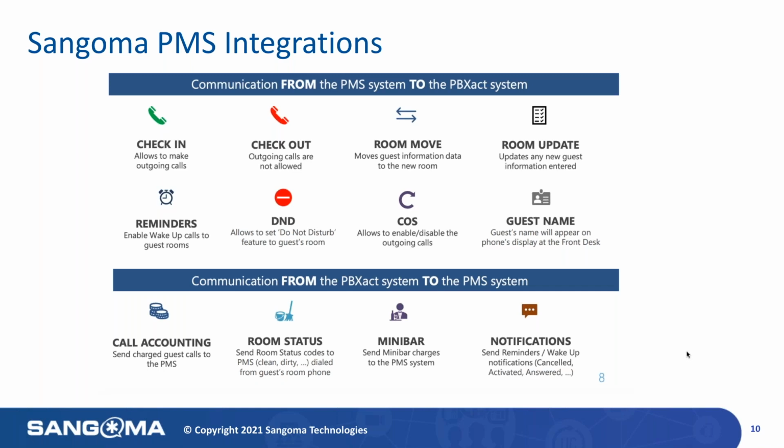So then looking at communication from the PBXact back to the PMS, call accounting. So any of those calls that are taking place, how long they're taking place, where they're going to, that information can get communicated back to PMS. Room status changes, super easy for housekeeping to be able to mark a room clean, dirty, clean, occupied, clean, inspected, dirty, vacant, etc. We can send minibar charges directly to the PMS from the phones in the room as well as the notifications for wake-up calls and messages.